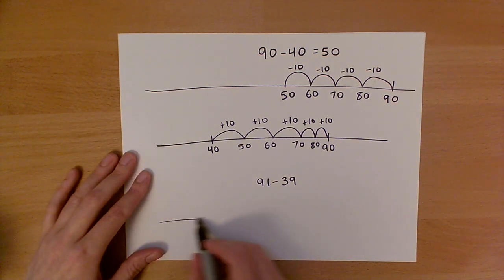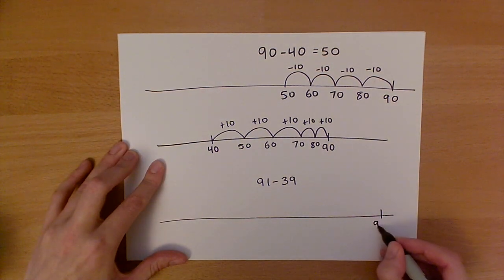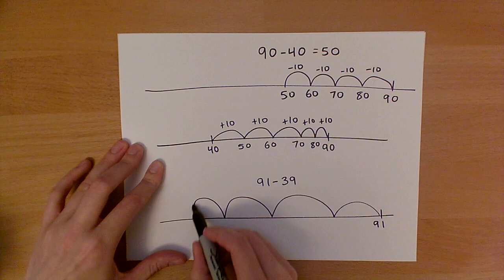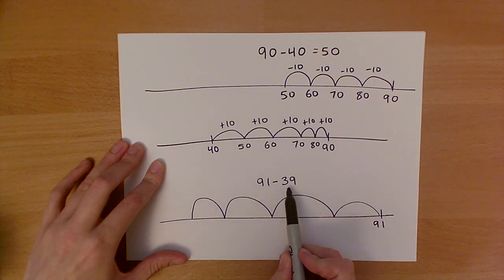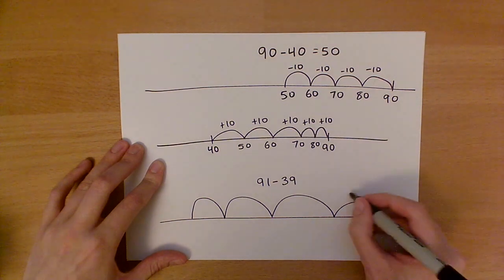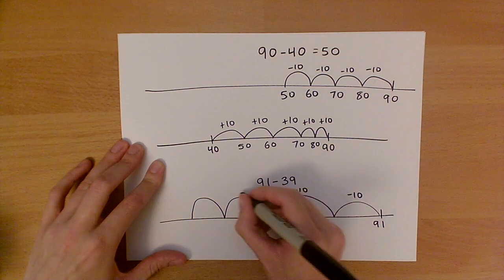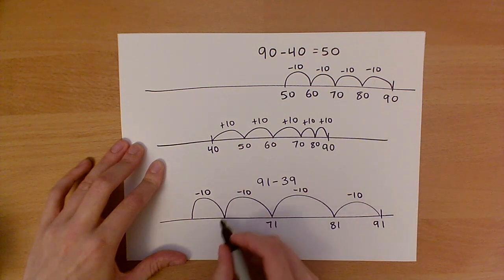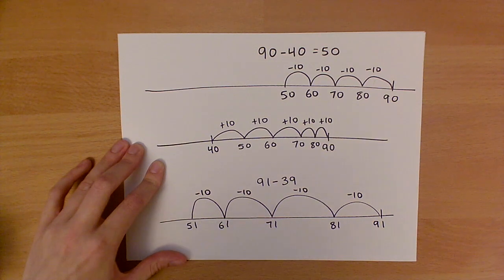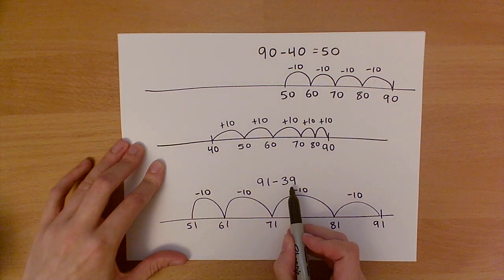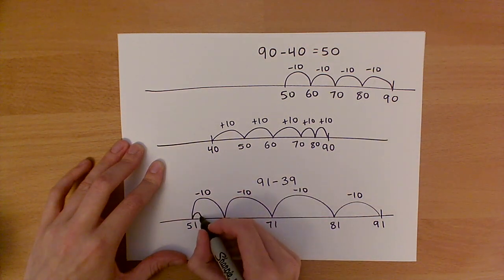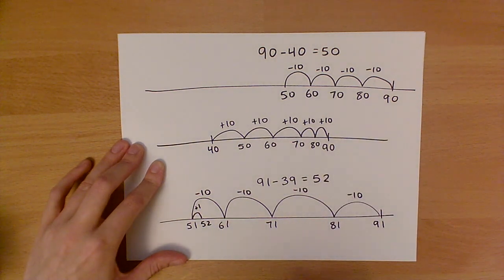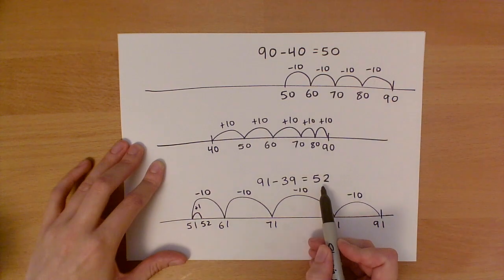So for this equation, I'm going to start with 91, and I'll start by taking away tens. And I'm going to take away 4 tens because 39 is so close to 40. So minus 10, minus 10, minus 10, minus 10. So that's 81, 71, 61, 51. But I'm not taking away 40 altogether. I'm just taking away 39. So I need to add one more. And I get 52. 91 minus 39 equals 52.